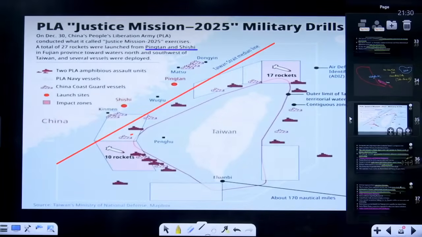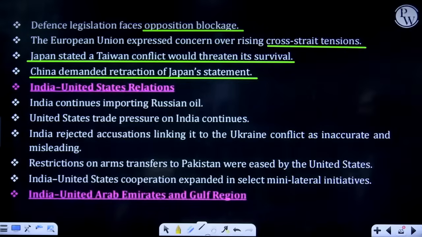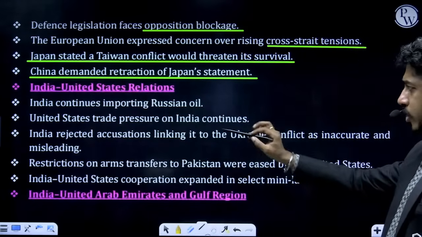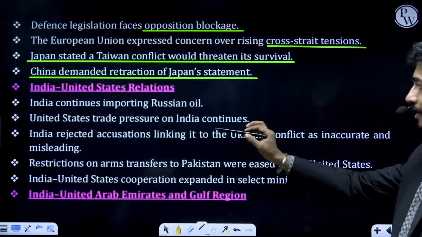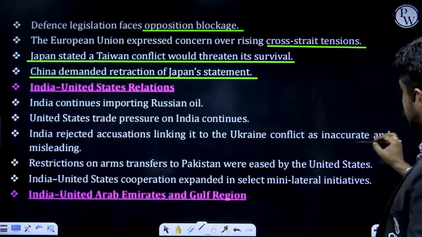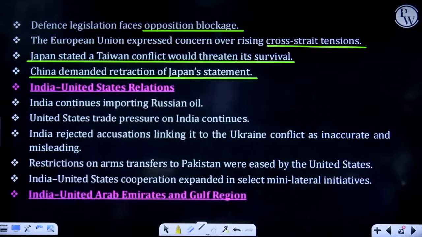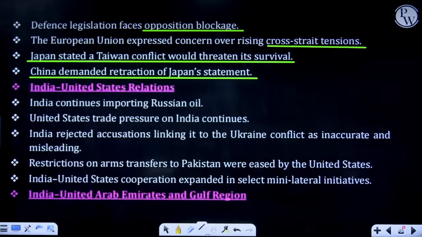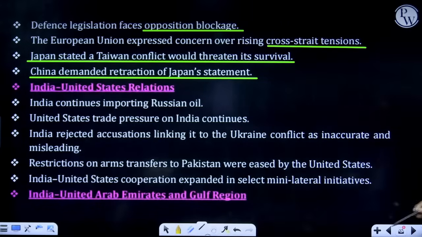India does not have any major stake other than semiconductors in Taiwan. India continues importing Russian oil. US trade pressure on India continues. India rejected accusations linking it to the Ukraine conflict as inaccurate and misleading. Restrictions on arms transfer to Pakistan were eased by the US. India-US cooperation expanded in select mini-lateral initiatives.